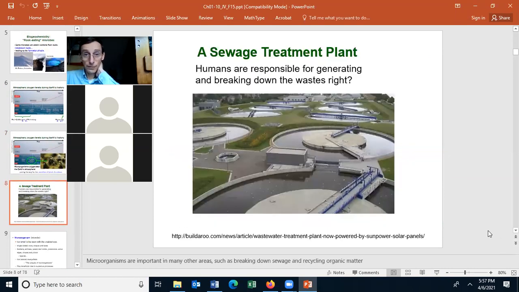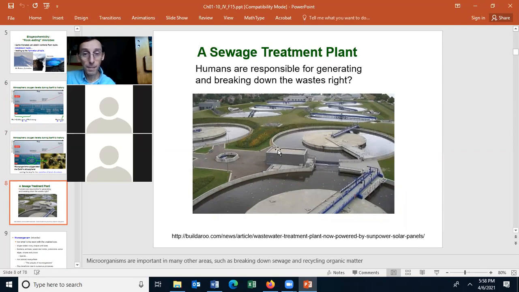When we look at a sewage treatment plant, humans are responsible for generating the waste, right? That's what happens when you flush your toilet and wash stuff down your sinks. And humans are responsible for breaking down the waste, right? That's what this sewage treatment plant is for, breaking down the waste, right? Anyone object? Nobody's objecting? Humans do not break down any of this waste.